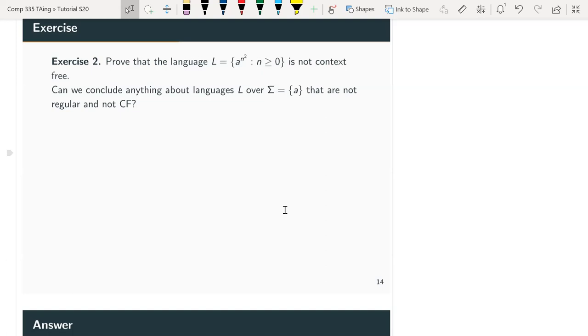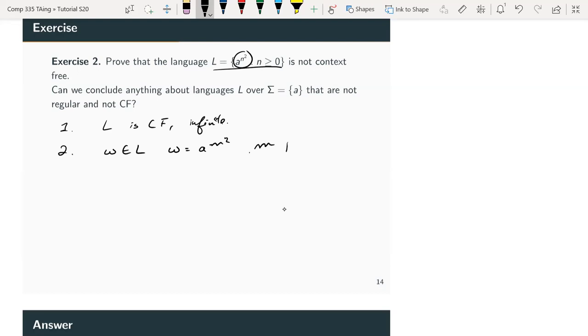Okay. But quickly, I want to do this question because there's an important result that follows from it. You want to show that the language A^(N^2) is not context-free. Again, you assume that L is context-free. You know that it is infinite. Then the second thing you do is pick a string W in L. In this case, very naturally, you can pick A^(M^2), where M is the pumping length.